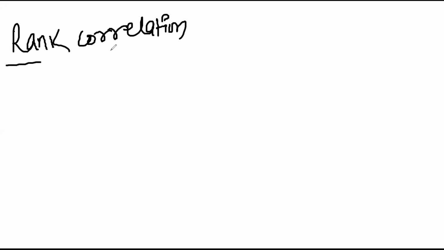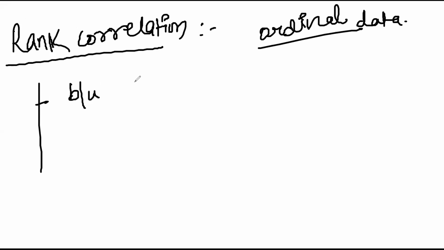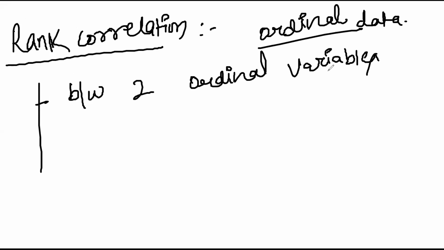Now the next is rank correlation. Rank correlation, as the name suggests, has ranks. That means it is applicable only on ordinal data. So what are the criteria? First of all, it is between two ordinal variables. This is the first condition. It can be applicable between two ordinal variables, and it is based on ranks.